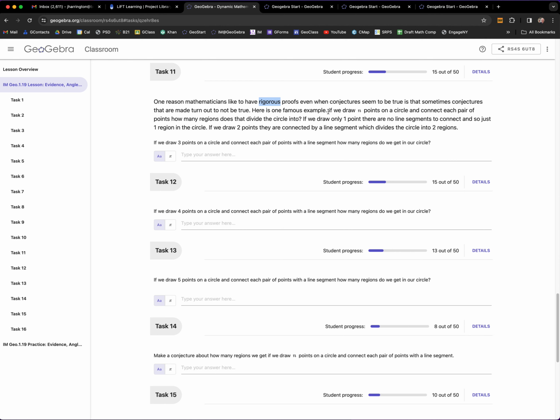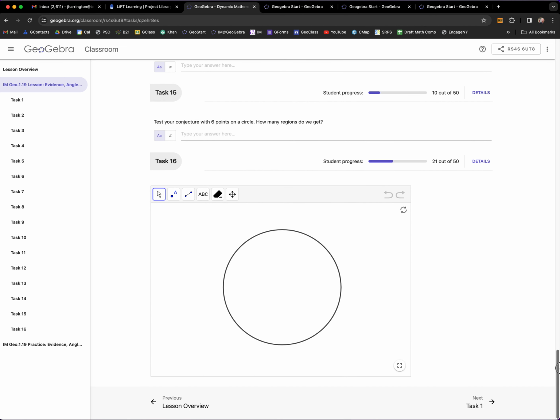Here's one famous example. If we draw n points on a circle and connect each pair of points, how many regions does that divide the circle into? If we draw only one point, there are no line segments to connect, and so just one region in the circle. Now what they're doing here is they're looking at this diagram down here, right? If I put one point on this circle, boom, there's no line segments to draw. But as soon as I put another point on here somewhere, I now have two regions.